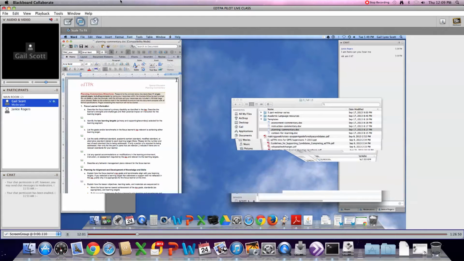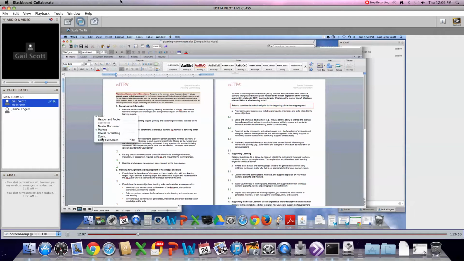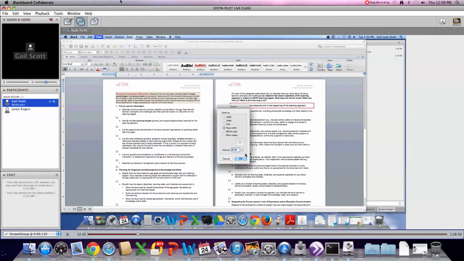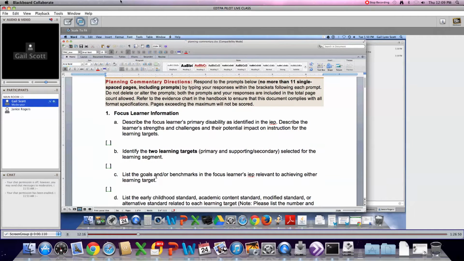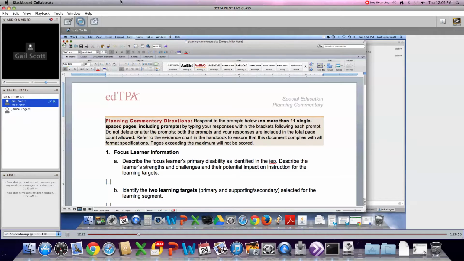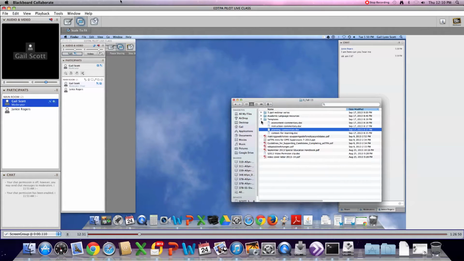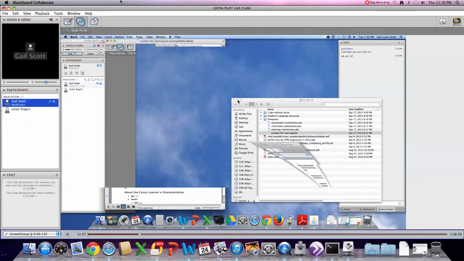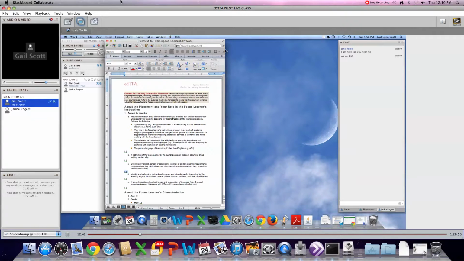B, let me make this bigger. Says... nope. This is the wrong document. Assessment, instruction planning, context for learning. That's the document I want. Okay, let me make it bigger.